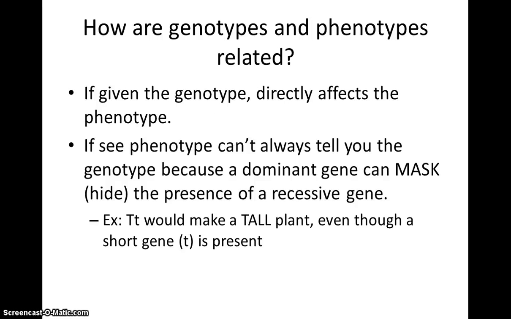All right, so we've said genotype and phenotype, but these two things are related to each other. So if you're given the genotype, it's going to directly affect the phenotype that you see. But if you see the phenotype, it can't always tell you the genotype because, as I've already said, if a dominant gene is there, that's what's actually going to be expressed. So recessive genes, we say they can be masked or hidden, sort of like if you wear a mask, it hides your face. So it can be there, but you wouldn't see it. So the example, big T, little t, that would make a tall plant. The short gene, the little t, is present.